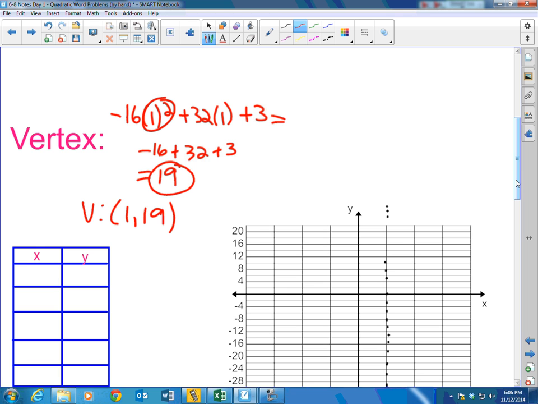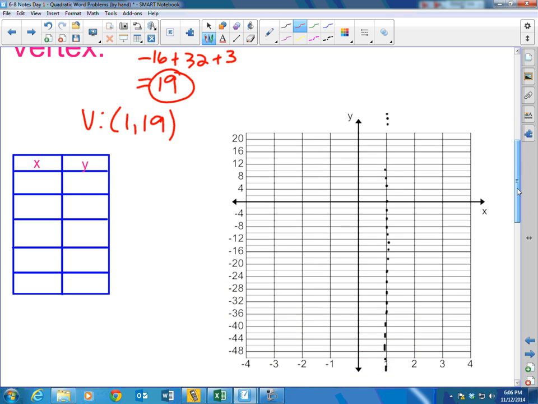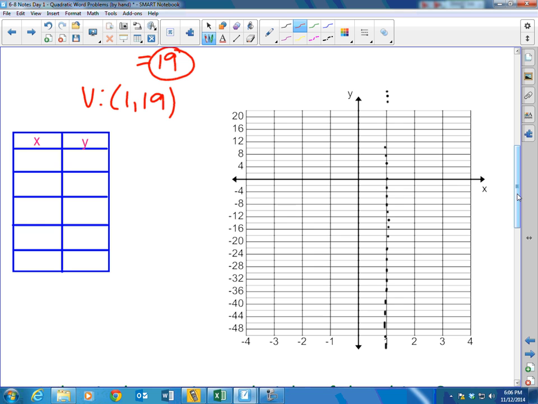Okay, so I want you to pay attention to the scale on the graph too. I want you to notice that they go by twos. So this is really 2, 4, 6, 8, 10, 12, 14, 16, 18, 19 is going to be right here. So your vertex is at 1, 19, and it's hard to do this small enough up here, but that's how that should look. Okay. So there's your vertex.